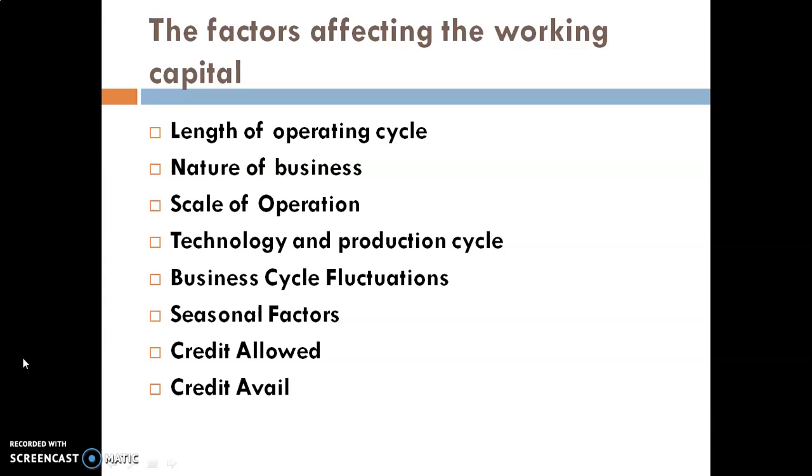Last but not the least, we have credit availed. What is the time period the company is getting from its suppliers to pay the credit? How long and how much credit is the company getting from the suppliers? If the suppliers of raw materials are giving long-term credit, then the company can manage with less working capital, whereas if the suppliers are giving only short period credit, then the company will require more working capital to make payments to its creditors. I hope it is clear.